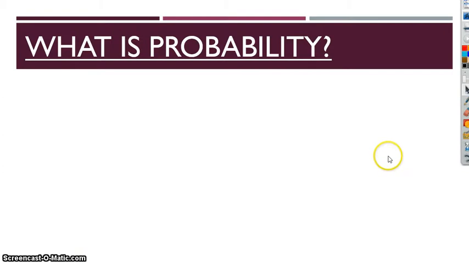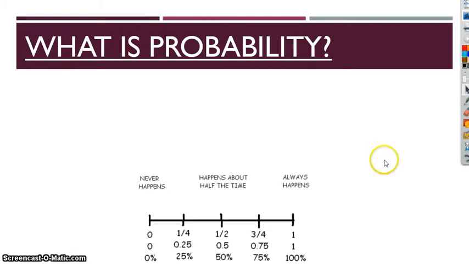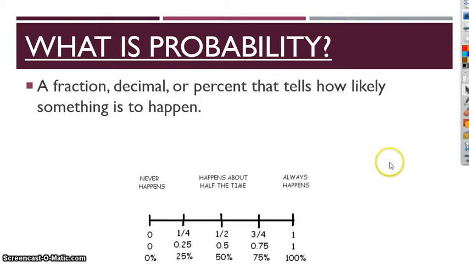To review, let's talk about what probability is in general. In general, it is a measure of likelihood represented as a fraction, decimal, or percent. And here you can see fractions, decimals, and percents. And it's always on the continuum between never happening, which is called impossible, and always happening, which is called certain. In between we have unlikely, even, and likely probabilities.